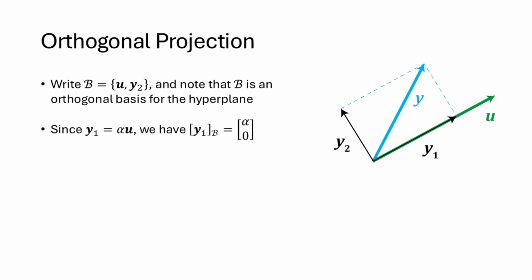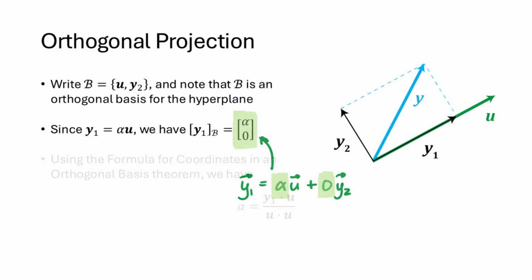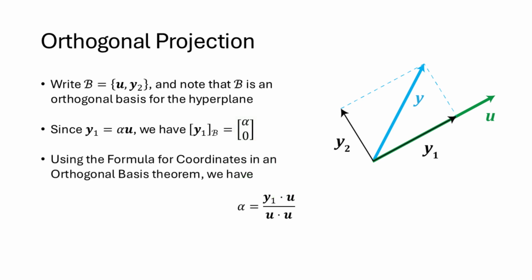Now, because y1 is alpha times u, we can think of that as alpha u plus 0 y2. That means that the coordinates of y1 relative to this basis B are alpha, 0. But we also have the previous theorem, which gives us a way to compute the coordinates in a different way. The coordinate alpha, the first component of my coordinate vector relative to this basis B, has to be y1 dotted with the first basis vector divided by that basis vector dotted with itself, y1.u divided by u.u. So that's alpha. I remember we were looking for a way to compute alpha, but it's not really helpful because we don't know what y1 is yet.